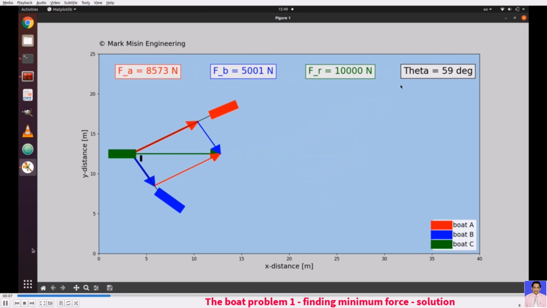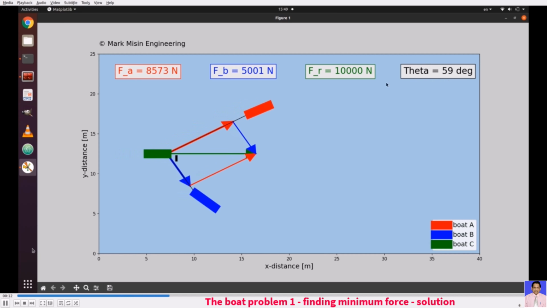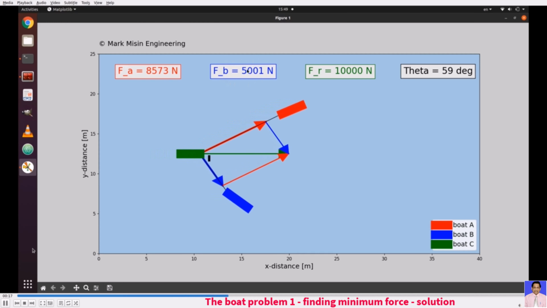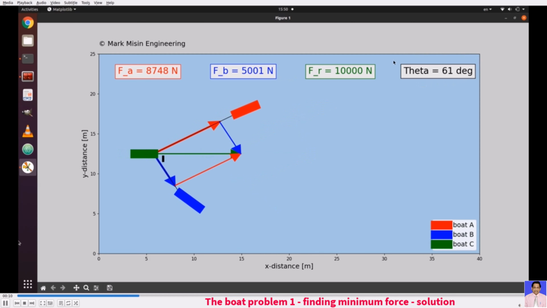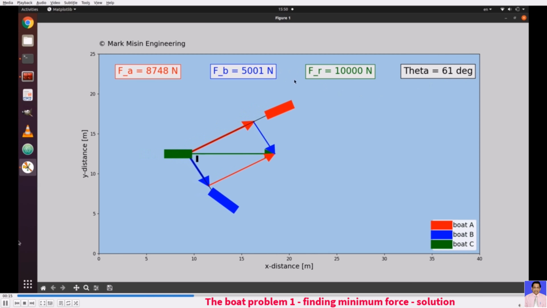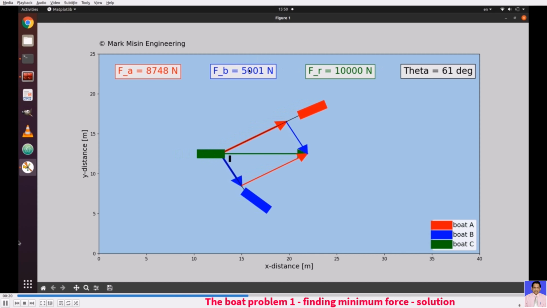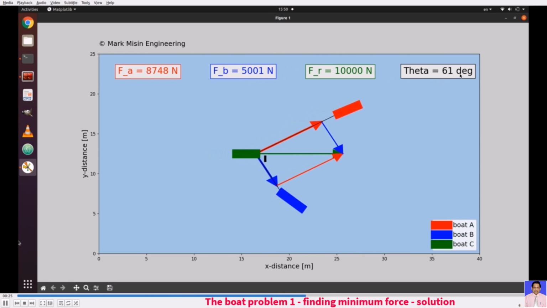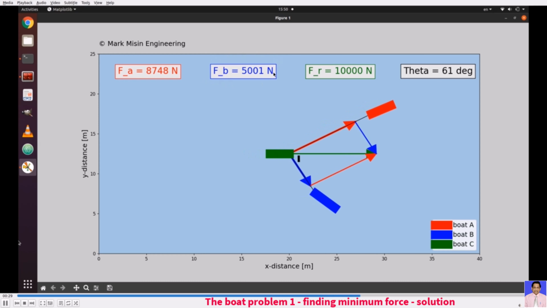And now, if I slightly lower my theta and I make it 59 degrees, then you can see that FB is slightly larger, 5,001 newtons. And then, if I make theta slightly larger than 60 degrees, so 61 degrees, then again, while my FR is 10,000 newtons, my FB is slightly larger, it's 5,001 newtons. So only at theta equals 60 degrees, I have the minimum FB value, which is 5,000 newtons.